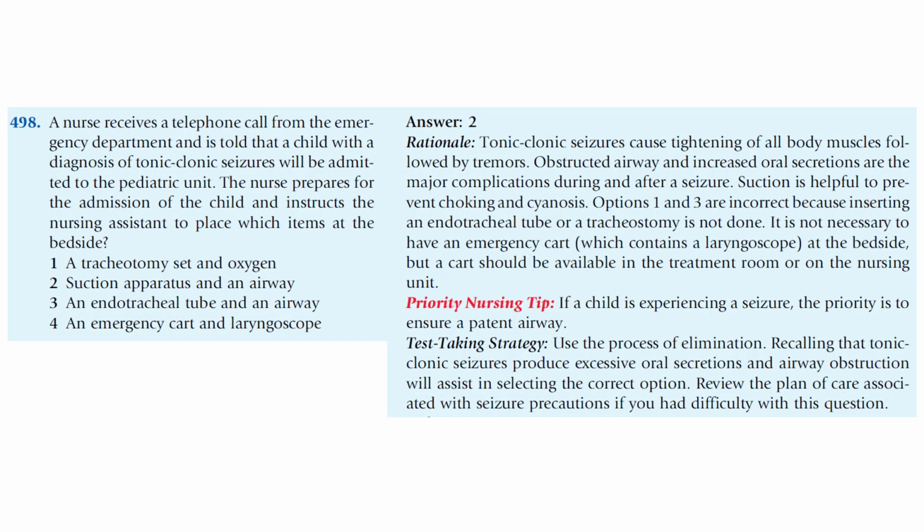Answer: 2. Rationale: Tonic-clonic seizures cause tightening of all body muscles followed by tremors. Obstructed airway and increased oral secretions are the major complications during and after a seizure. Suction is helpful to prevent choking and cyanosis. Options 1 and 3 are incorrect because inserting an endotracheal tube or a tracheostomy is not done. It is not necessary to have an emergency cart, which contains a laryngoscope, at the bedside, but a cart should be available in the treatment room or on the nursing unit.